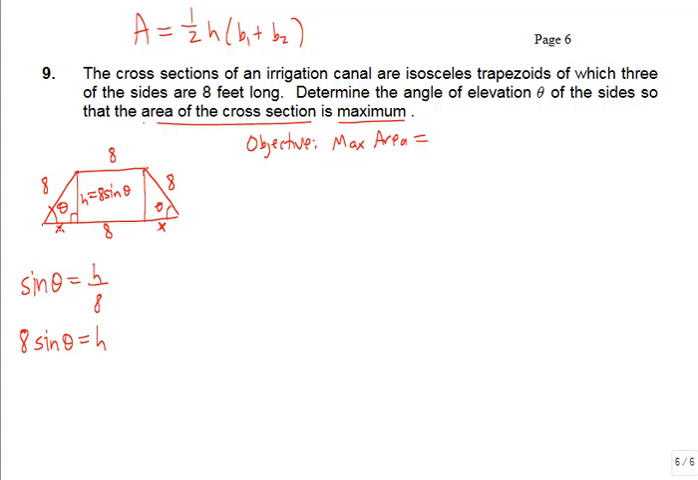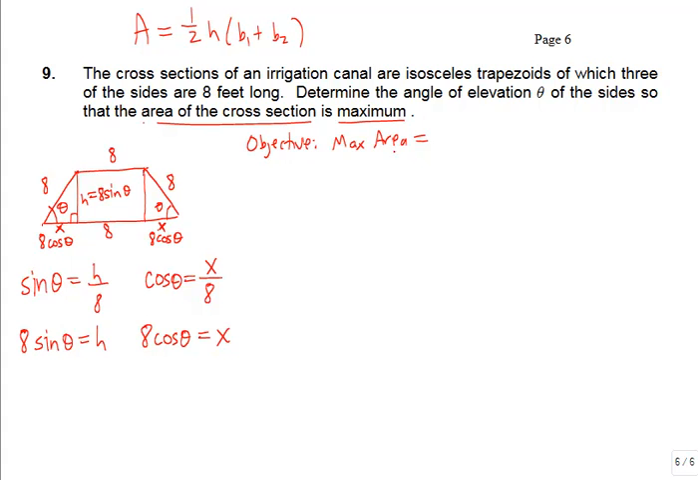Now let's find out what this x is. So x is adjacent to the angle theta. Which trig function uses the adjacent side and the hypotenuse? That's cosine. So cosine of theta is the adjacent side x over the hypotenuse 8. And if I cross multiply, that tells me that x is 8 cosine theta. So we know that this is 8 cosine theta, as is this one.